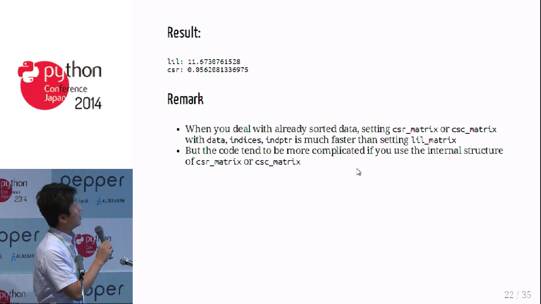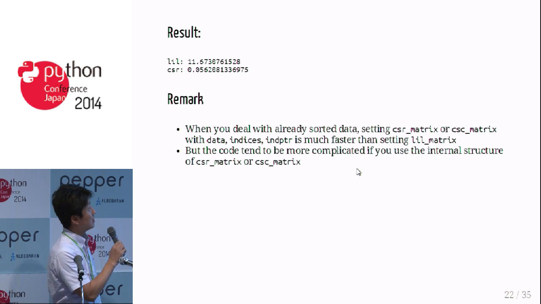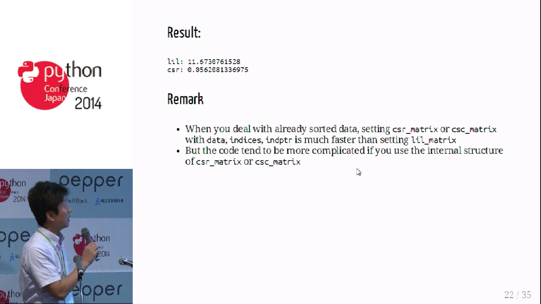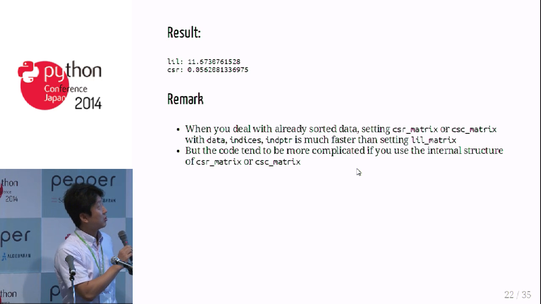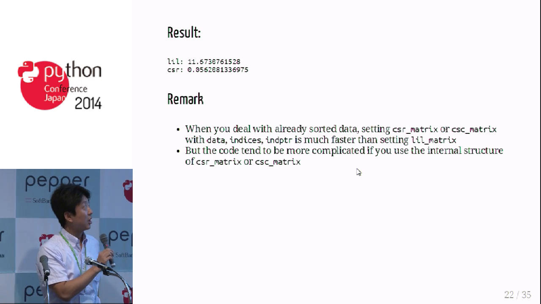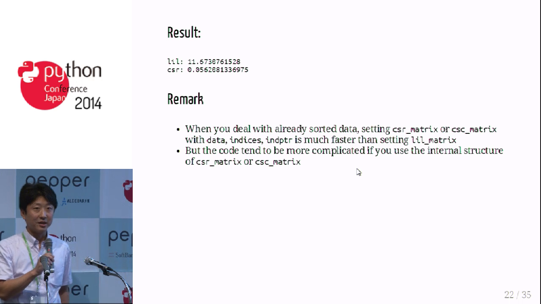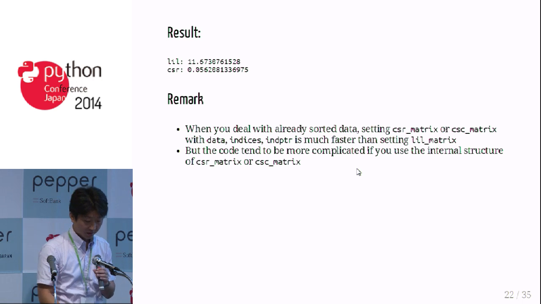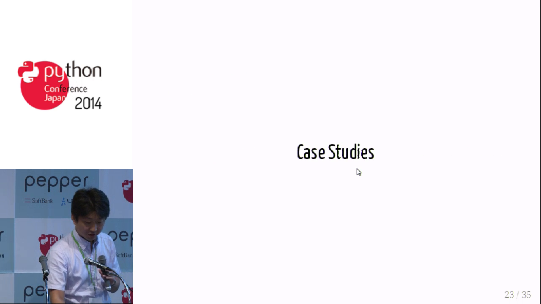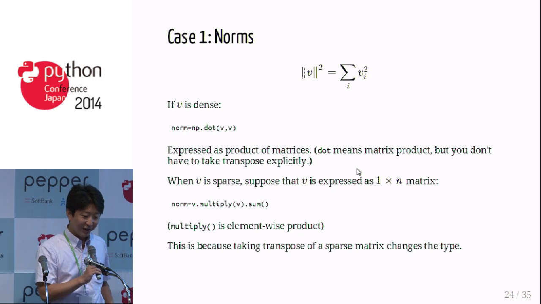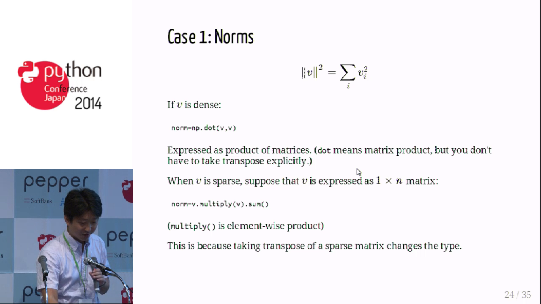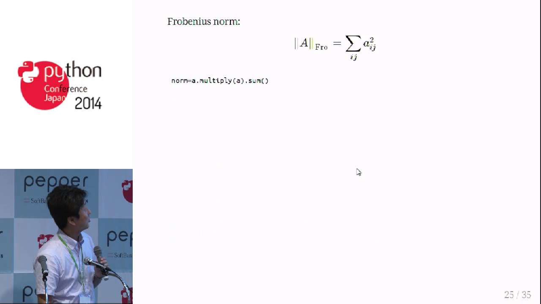So anyway, when you deal with already stored data, setting CSR or CSC directly is much faster. But code tends to be more complicated, so it depends on the cases, I think. So I showed case studies. Maybe I am running out of the time, so I wonder if I can show all of them.